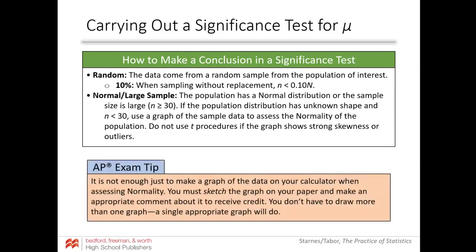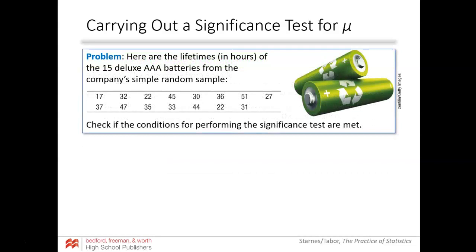It is not enough to just make a graph on your calculator when you're assessing normality. You actually have to sketch the graph. For most of us, a dot plot is the easiest graph we could possibly create, so that's what we're going to be working with in those cases. You don't have to do the dot plot if you've assessed normality in another way.